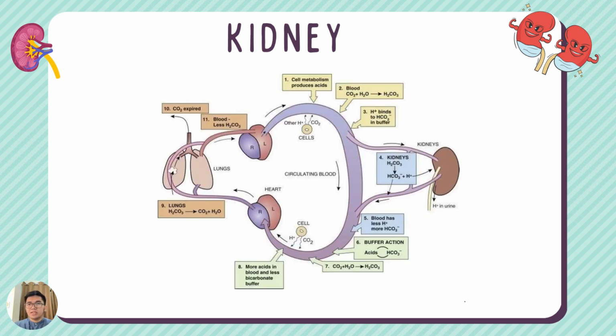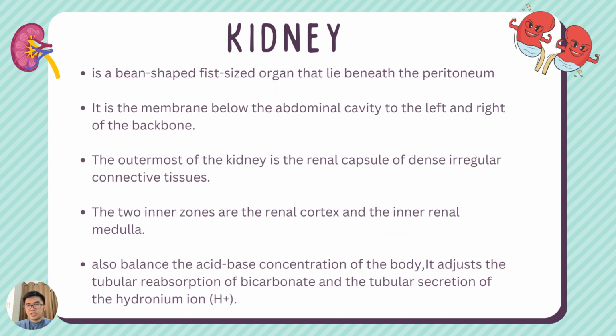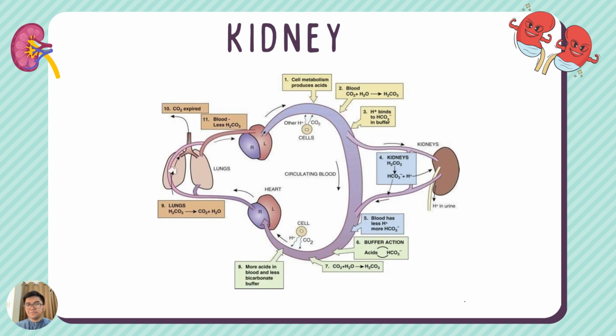Next, we have this photo of the kidney. That photo shows a kidney that balances the acid-base concentration of the body. It adjusts the absorption of the bicarbonate and the tubular secretion of the hydronium ion or H+.